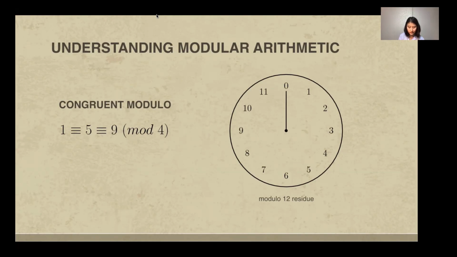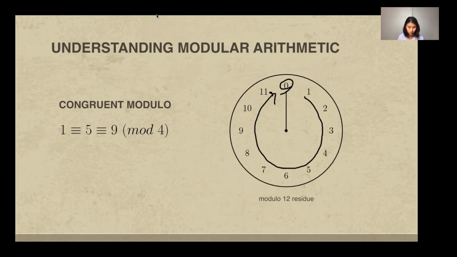So as I said before, modular arithmetic is a set of numbers that resets back to the first number. And we can think of this as a clock. Modulo 12 residue, we see that instead of starting with 12, we actually start with 0. And the clock just keeps moving until we hit 12 again.